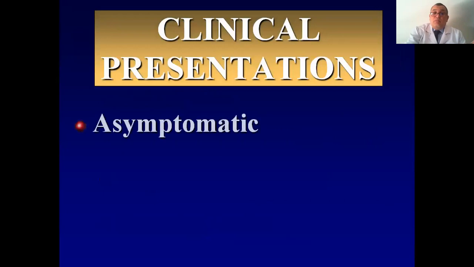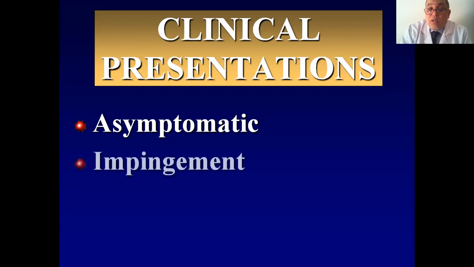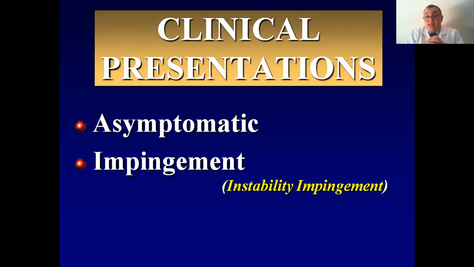These patients present with different presentations. The most common, by the way, is asymptomatic. Many patients with generalized laxity have, during examination, excessive anterior translation or excessive posterior translation or a positive sulcus sign, yet they are not symptomatic, so do nothing to them. Another group presents with pain that mimics impingement. This is due to the instability.